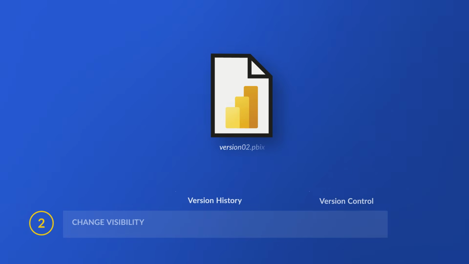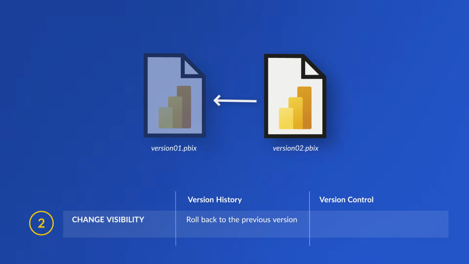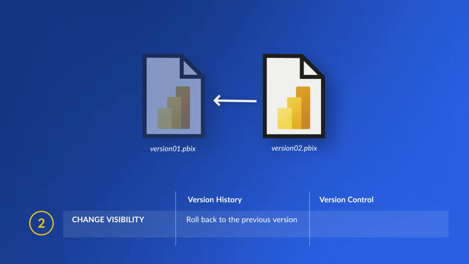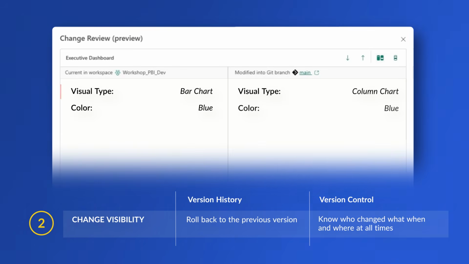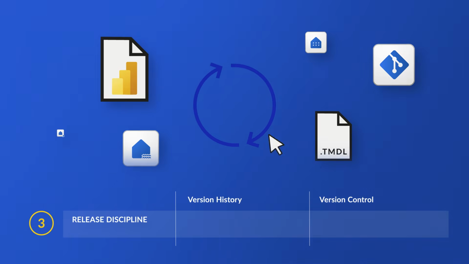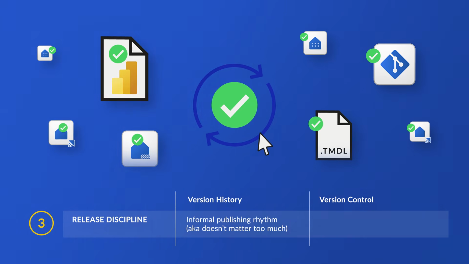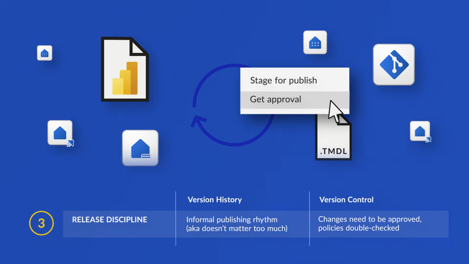Second up is change visibility. Do you only have the need to roll back to the previous version of a file? Cool, then version history is enough. But if you need to know exactly what changed, then you would need the Git integration. Third is release discipline. Do you have an informal publishing rhythm? Cool, version history is enough for you. If you need branch policies or approvals, then you would need the Git integration.